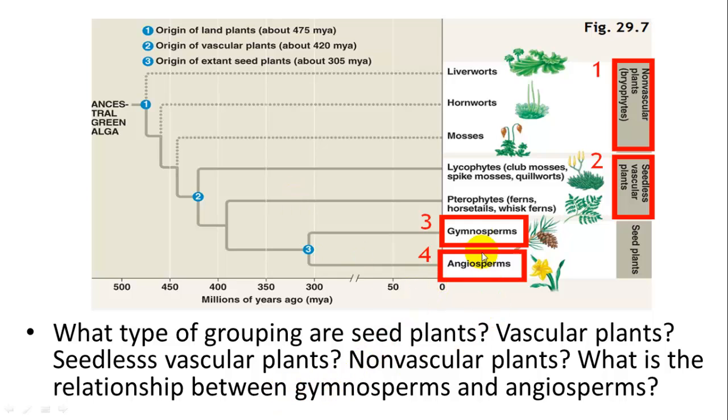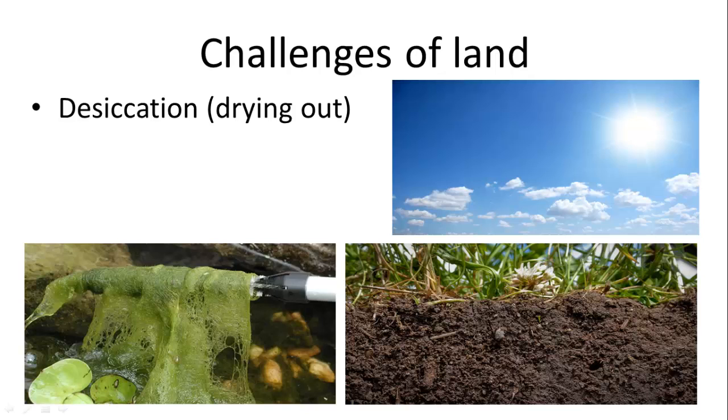The relationship between gymnosperms and angiosperms, those are sister taxa. And so we can use some of the things we learned about phylogeny and apply them to our different types of plants. Now, these land plants evolved from algal relatives, which came out of water.